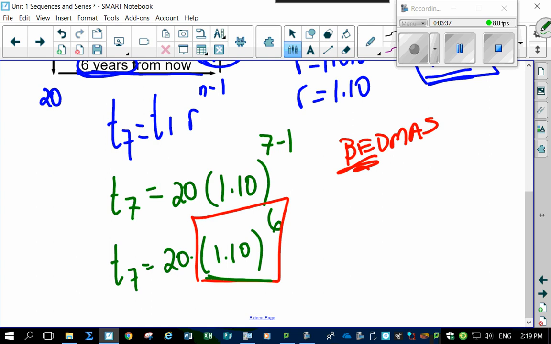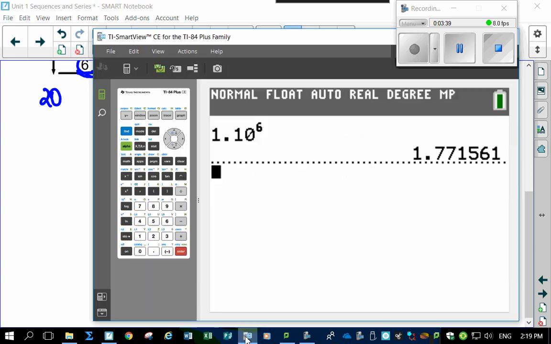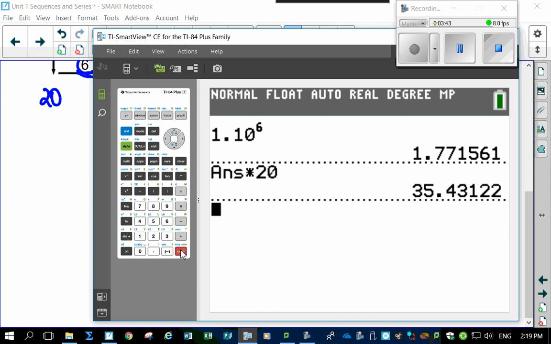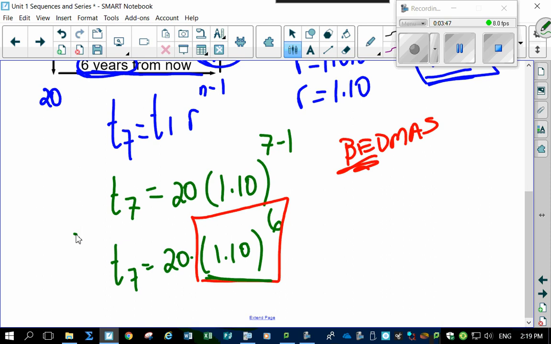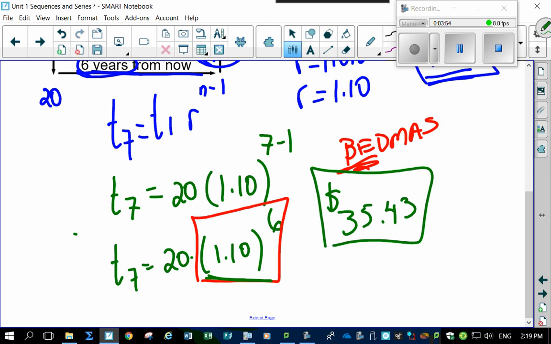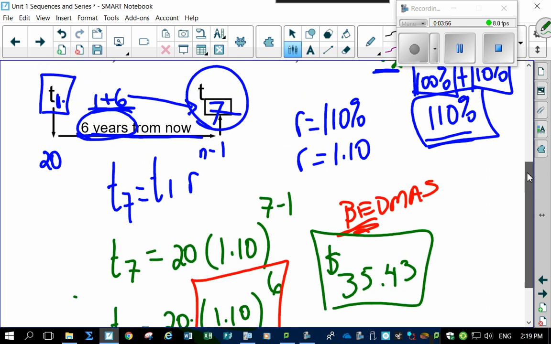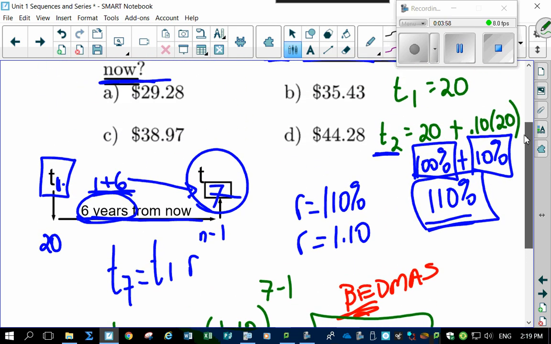Now, let's multiply it by 20. Okay, bring up the calculator again. Let's multiply this by 20, and we get a value of 35.43. So after 6 years, this is going to be $35.43 for the subscription. That's just going up naturally by 10% every year. So what answer would that be? Right there. It would be answer B, 35.43, and that's how you do that question.